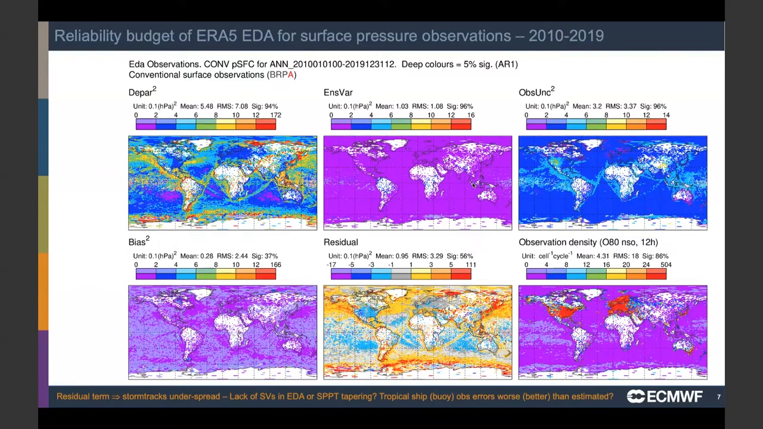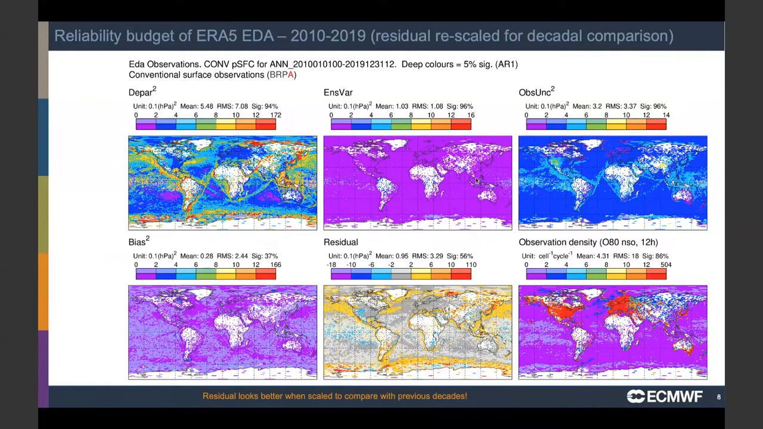Another interesting fact here is if you look at the residual, you can actually see the ship tracks in the residuals. You can see the yellow lines in the tropical regions, indicating that we're probably too optimistic about the errors of these ship observations and perhaps a bit pessimistic about the buoy observations. It's quite interesting. Okay, so I'm just going to rescale the residual so that I can compare it with the previous decade, so it shrinks down a little bit. So let's go back in time.